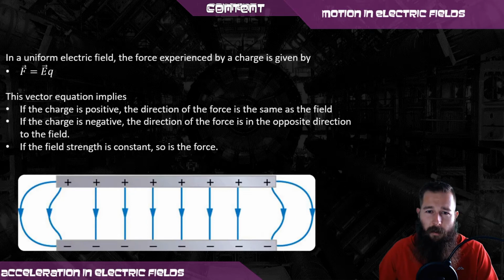So when we're looking at a uniform electric field, the force experienced by a charge in the field is given by the electric field strength times the charge. And being a vector equation, what that means is if the charge is positive, the direction of that force is the same as the field. If the charge is negative, the force is in the opposite direction of the field. And if the field strength is constant, so is the force.